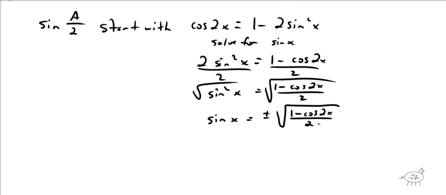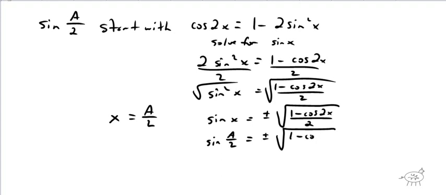And now what I'm going to do is, just because we are talking about half angle, I'm going to say, well, x equals A over 2. X is the half angle. So I would say sine of A over 2 is plus or minus the square root of, wherever I see an x, I'm going to plug it in.